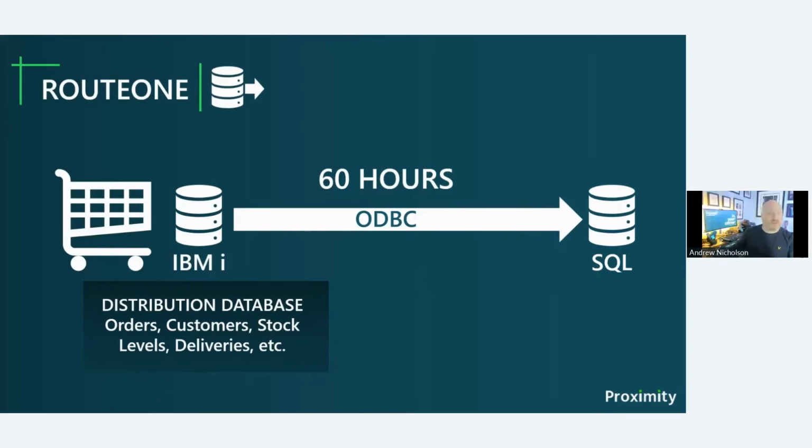Take this example from a customer who wanted to build an external SQL from multiple loads from various IBM i databases for distribution analysis. Now, using conventional client-server technology, this build took over 60 hours to complete. Now, for a fast-moving goods company that needed to analyze daily trends, this simply wasn't acceptable.